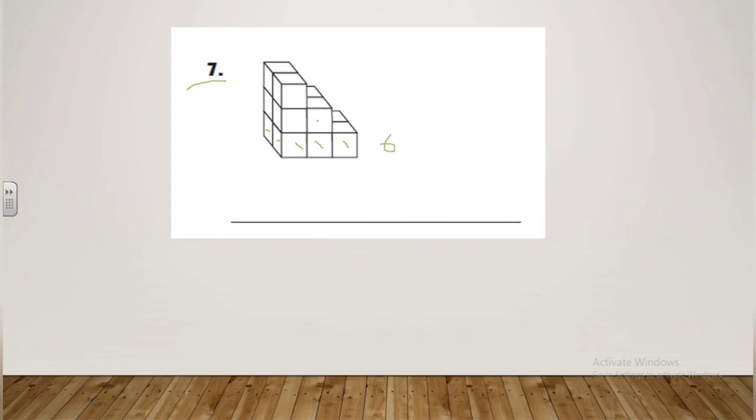Okay? In the middle, we have 1, 2, and here 1, 2. So 2 times 2 equals 4. And at the top, we have only 1, 2. So all we have to do here is add. 6 plus 4, 10. 10 plus 2, 12. So the volume here will equal 12.